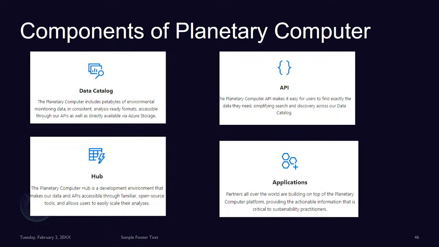The second part is APIs. For accessing that data catalog, they have given open source APIs. Those open source APIs make it easy for the user to find exactly what data they need. Because there is a lot of data available, but you may be interested in only some particular data. So with the help of APIs, you can search for only the data you need from that entire stack.